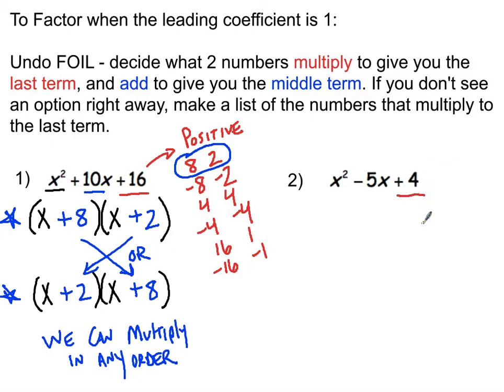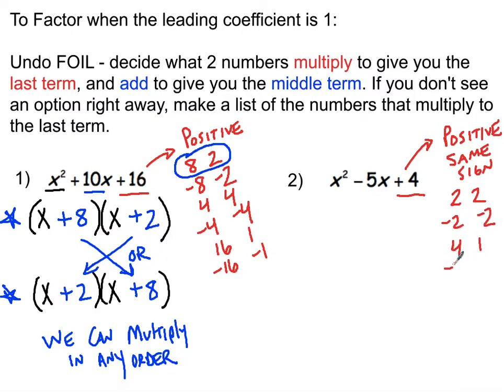So we have to find two things that multiply to this last number. And again, that last number is positive, so they have to both be the same sign. So let's list out all the things that multiply to 4. I could do a 2 and a 2, a negative 2 and a negative 2, a 4 and a 1, a negative 4 and a negative 1, and I think that's all my options. So now we need to look through that list, and we need to find the ones that add to negative 5.